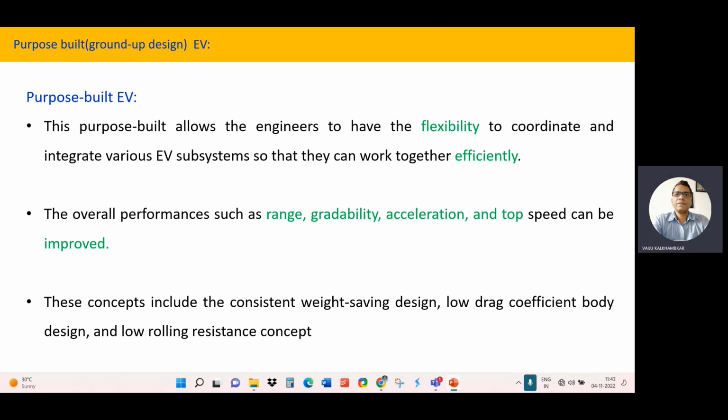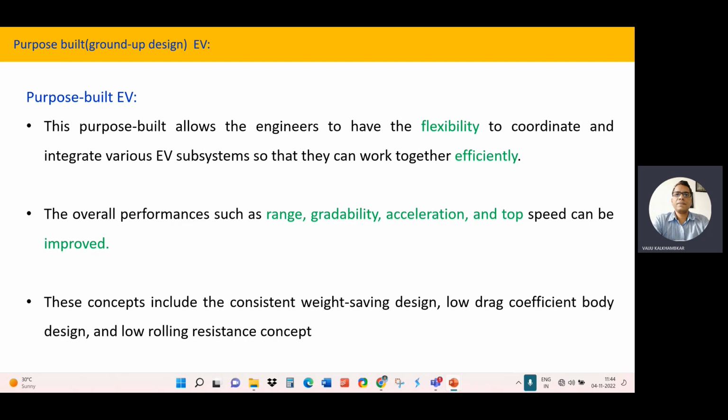Now, the overall performance will be very good; mostly range, gradability, acceleration, and top speed can be improved. So the range of the vehicle, obviously, we can design in the best possible way. We can add the required components such as the electric motor. We can design its place, its location in the vehicle. We can place the batteries at proper locations because it is a from-scratch design. We can manage the weight also. We can place the components at appropriate places. We can design the top speed and acceleration as per our requirements.